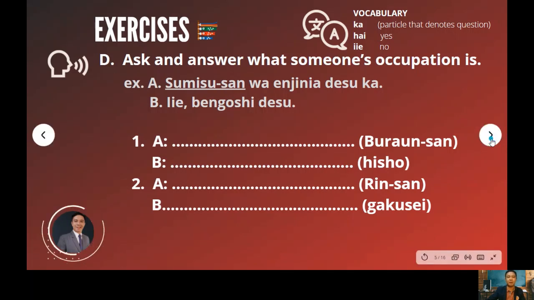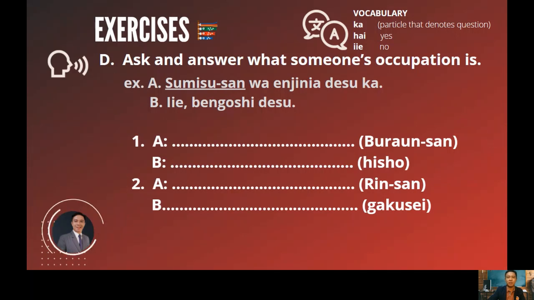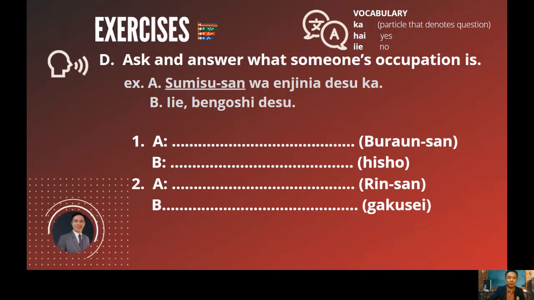Okay, let's have the two activities here. Let's call on Winston-san to work on number one, Winston-san. And for number two, we'll have Marian-san.